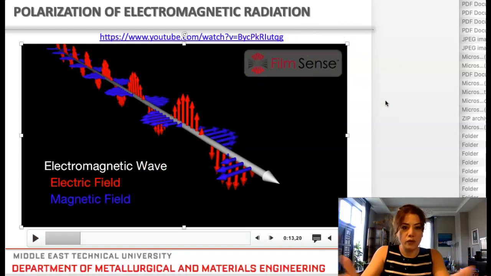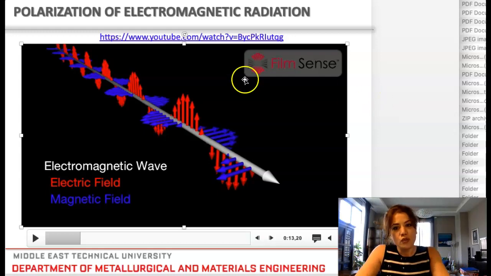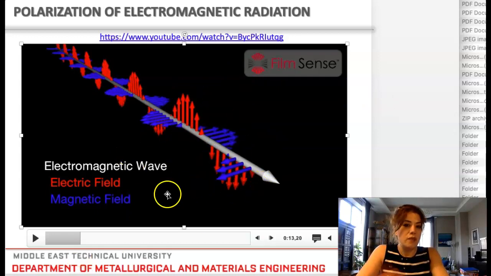But I cut out a certain portion of this ellipsometry equipment explanation just for the electromagnetic wave part, okay? So here, as you can see, the oscillations are shown. The red ones are the electric field, and the blue ones are shown as the magnetic field.